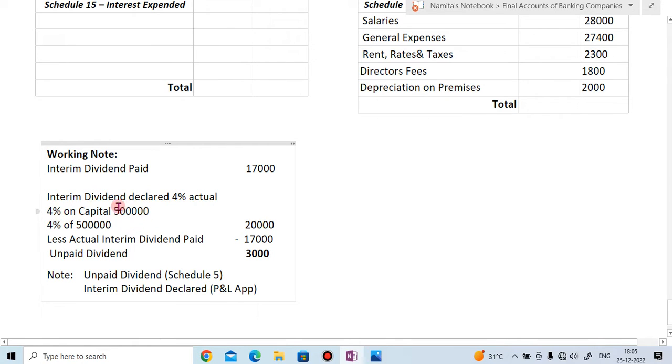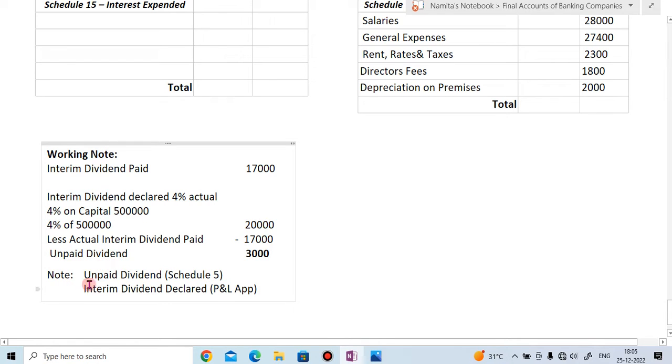Capital, okay. How much is the subscribed and issued capital? Paid up capital is 5 lakh. So 4% of 5 lakh is 20,000. So actually how much dividend is to be paid? 20,000. But how much did they actually pay? Only 17,000 is paid. Then the remaining is 3,000. This 3,000 will be called unpaid dividend, right?